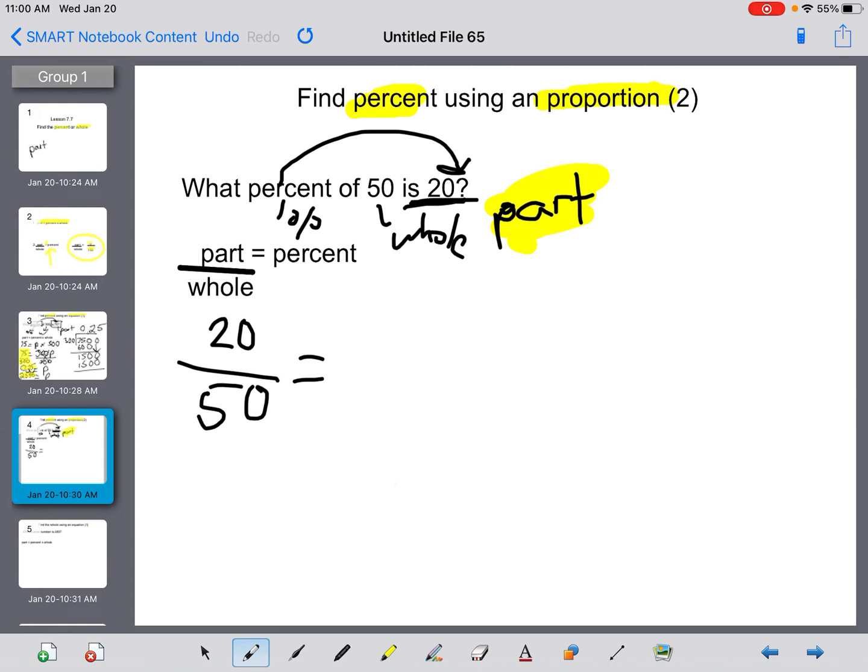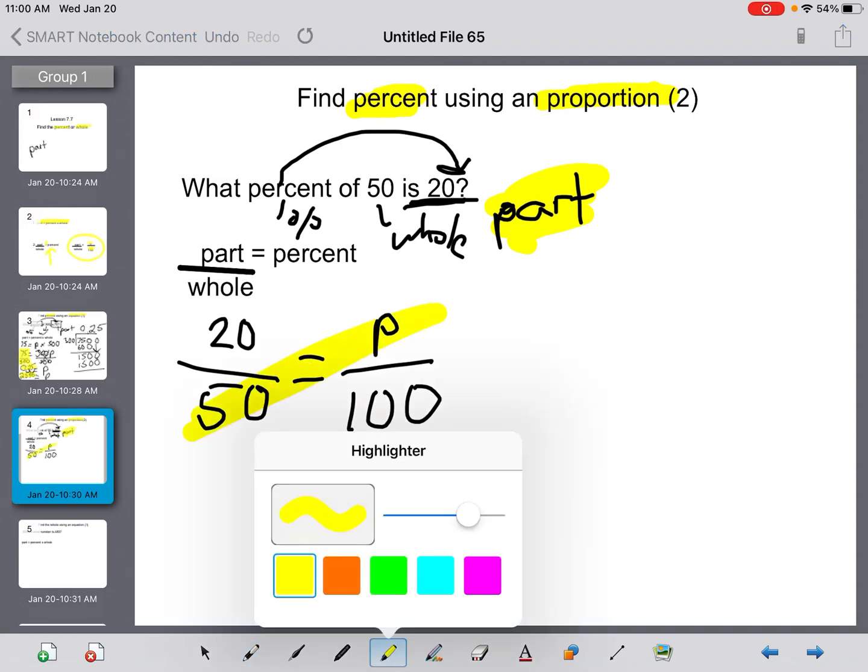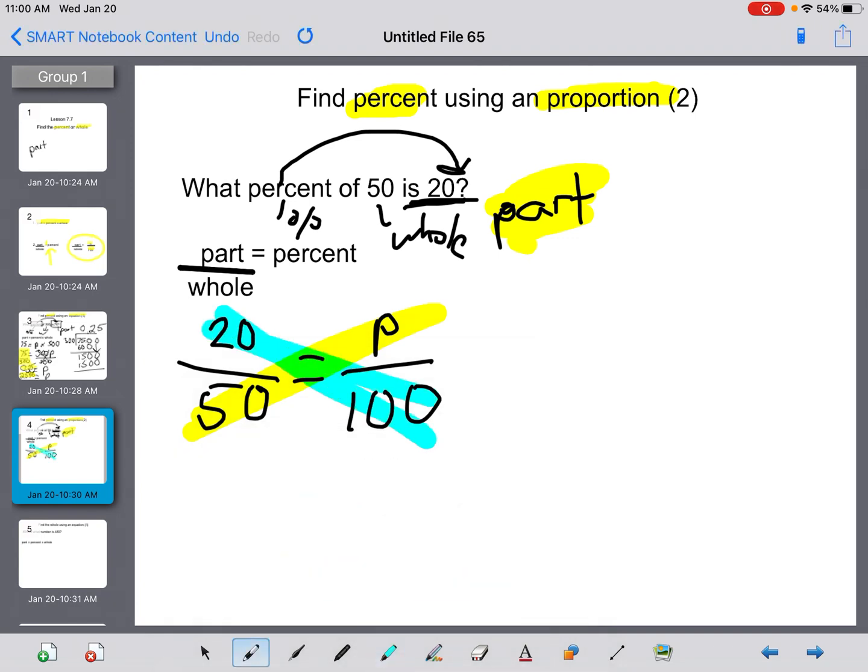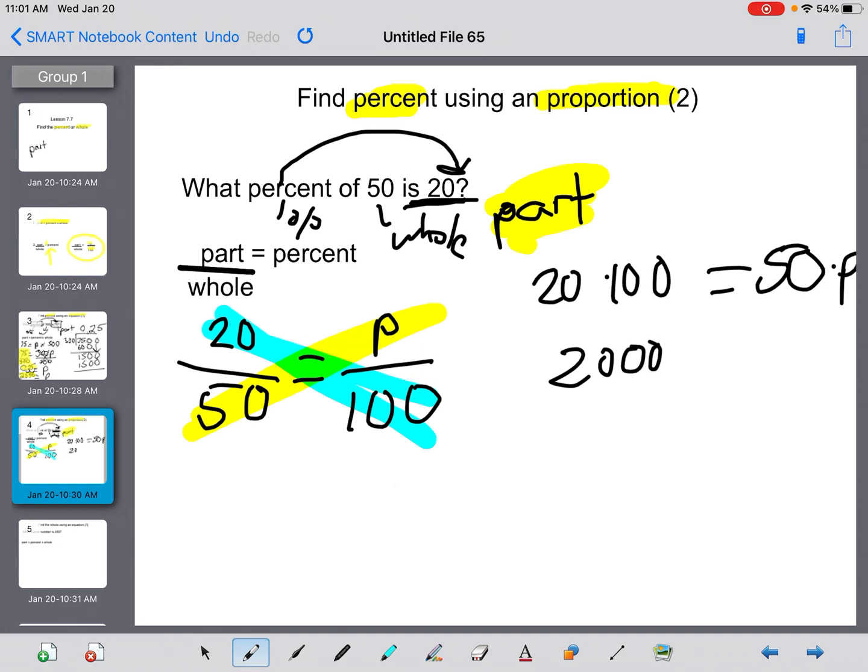But remember, when I solve using a proportion, I write my percent out of 100 because I know that my percent is out of 100. I just don't know what number goes on top there. Then using a proportion, we do cross products. So we get 20 times 100, that's one of my cross products, equals 50 times P. So 20 times 100 gives me 2,000, and then I get 50P.